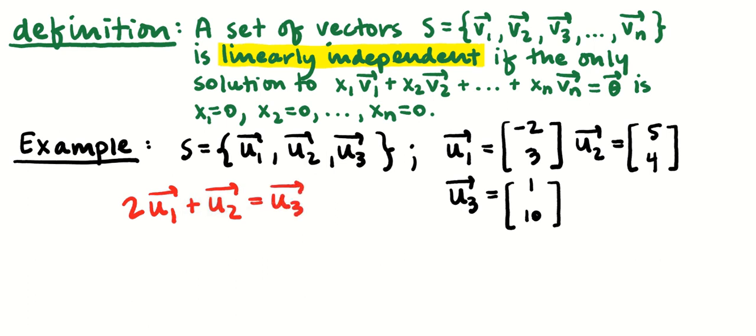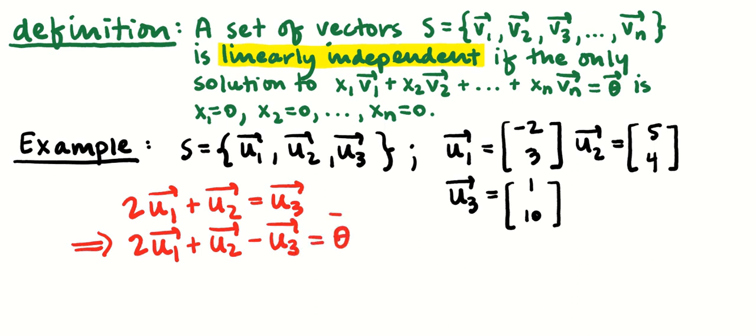Now what I'm going to do is subtract u3 from both sides of this equation. So I'm going to have 2u1 plus u2 minus u3 equals the 0 vector, right? Because it wouldn't make sense for me to say it equals 0, because on the left I've got a total of some vectors, so it needs to be a vector that I get on the right side. So it's going to be the 0 vector.